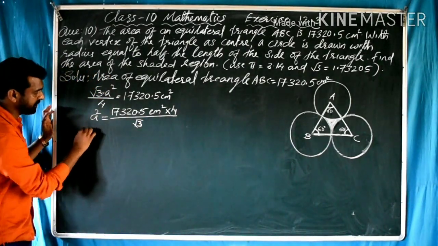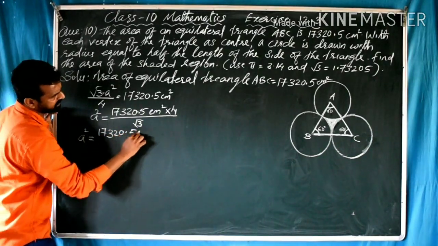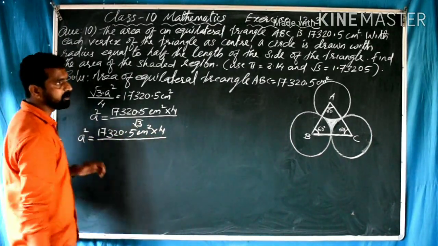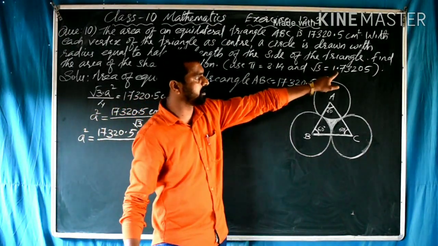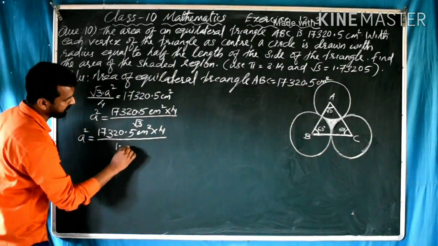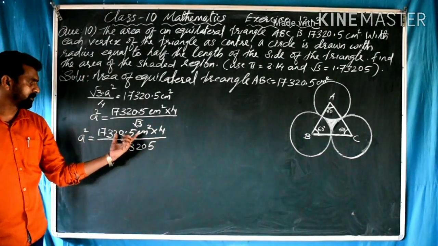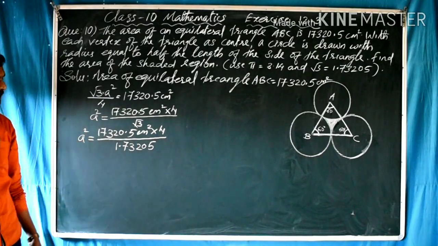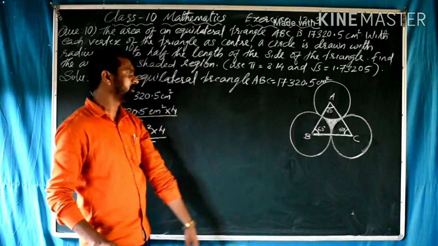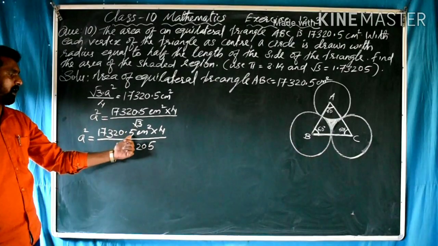Now a square is equal to 17,320.5 centimeter square into 4 divided by root 3. The value of root 3 is given in the question, it is 1.73205. Now we have to solve this to find the value of a, the side of the equilateral triangle. Only after getting the value of a can we write the radius of the circle.